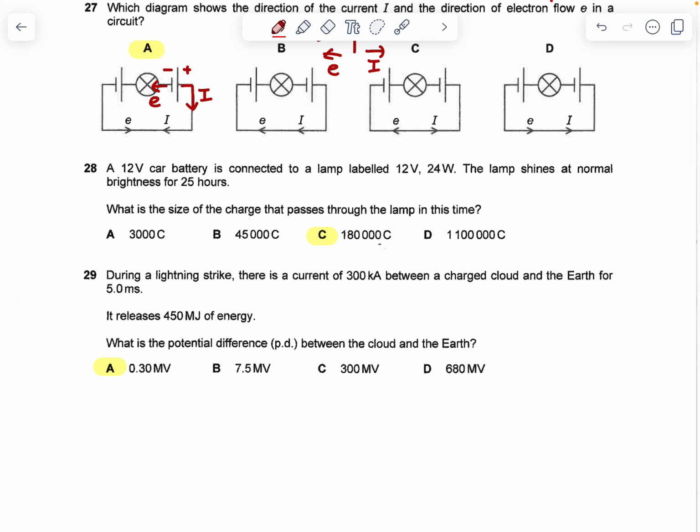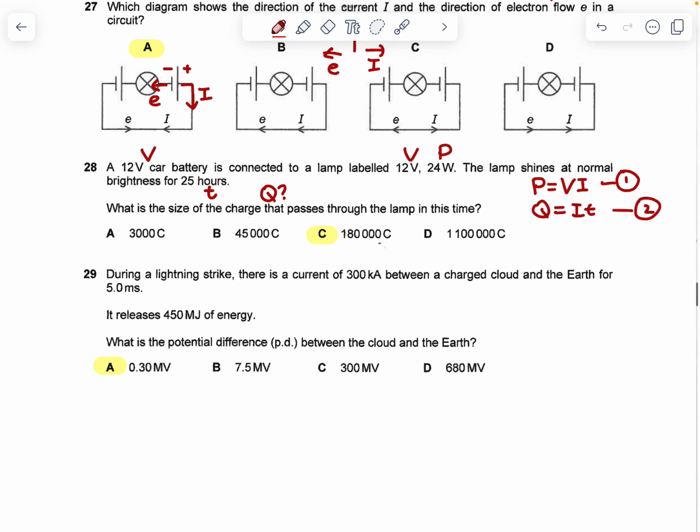Question 28. A 12-volt car battery, V, is connected to a lamp labeled 12 volts, V, and 24 watts, P. The lamp shines at normal brightness for 24 hours, T. What is the size of the charge Q that passes through the lamp at this time? So we know the first formula, P equals VI. And we also use the second formula, Q, the charge that we're trying to find, equals IT. Remember to change the T from hours to seconds.